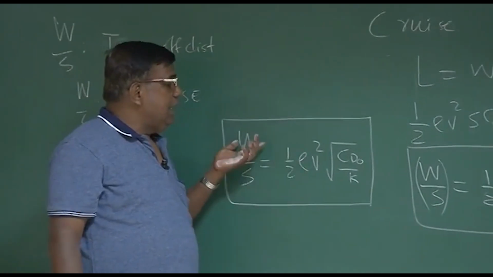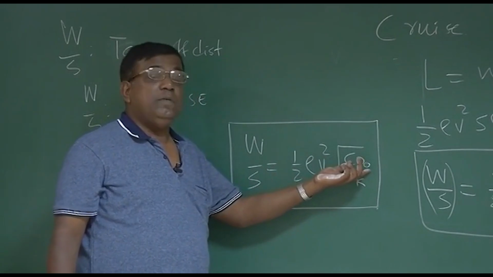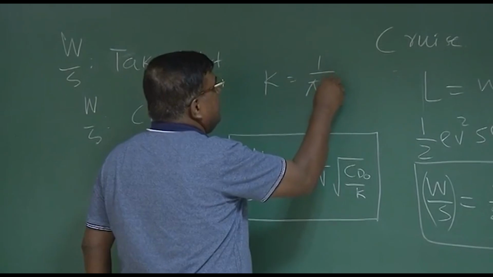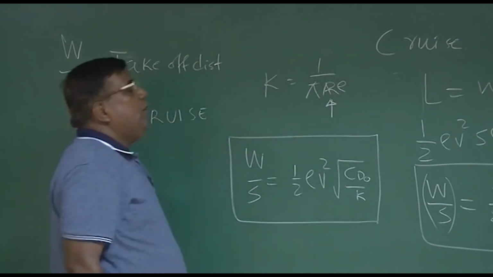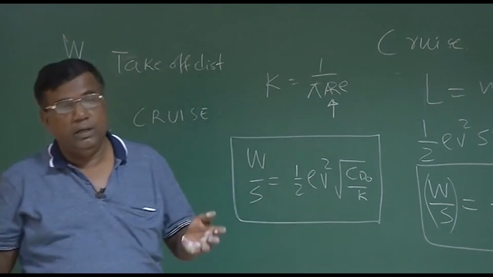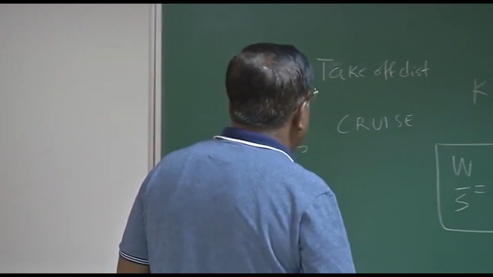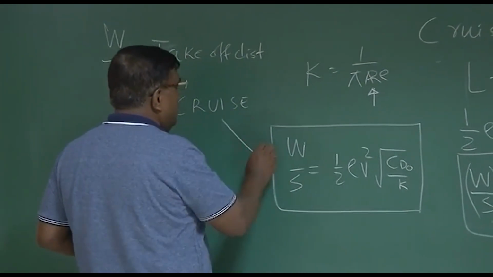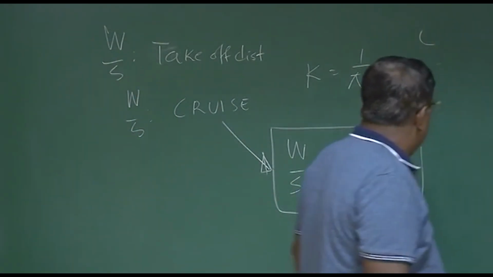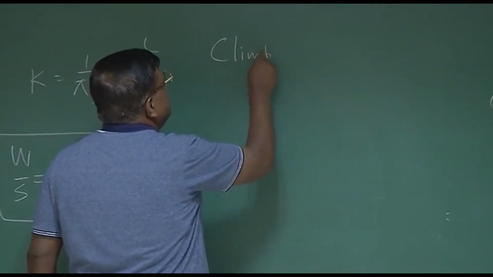You could see that I can manipulate W by S for given rho and V by altering the value of CD naught and K. What is K? K is 1 by pi aspect ratio e. So I have flexibility in altering the value of aspect ratio, and also CD naught. I can make the aircraft smoother. I can reduce the skin friction. So depending upon the requirement, again, I find there is a restriction on W by S because of cruise. Okay, let us see what happens during climb. Check for climb.